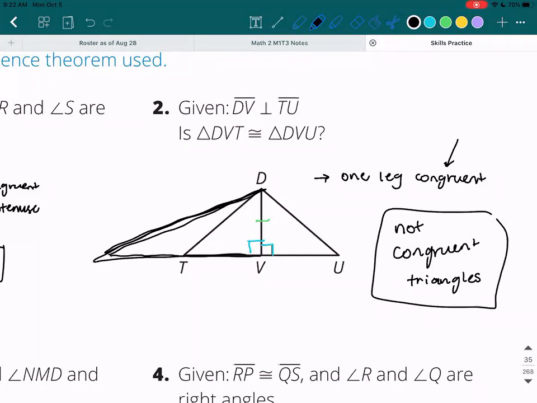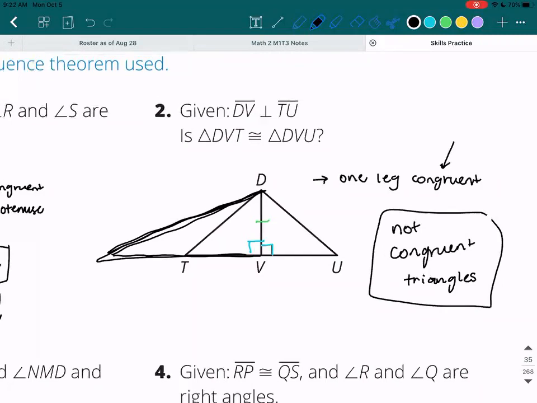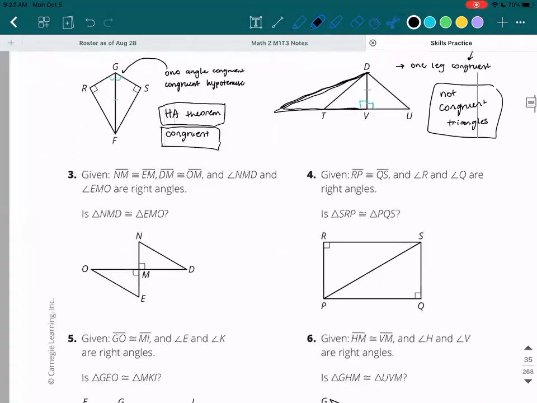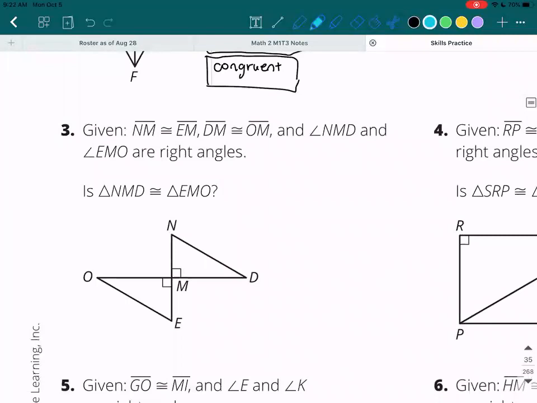So, any questions on that one? Okay, we're gonna breeze through the last three because we have 2 minutes left, 3 minutes left. Number 3, given NM is congruent to EM, so that's these two. Those are congruent sides. We have DM is congruent to OM, so that's those two. And then we also have that angles NMD and EMO are right angles.